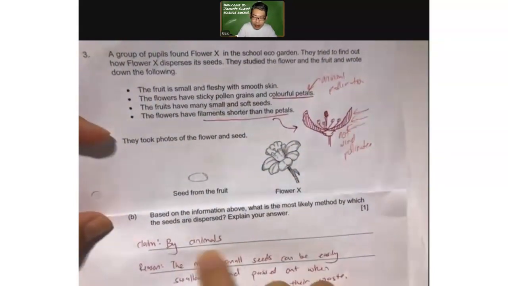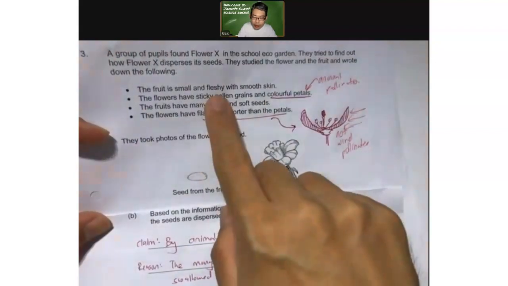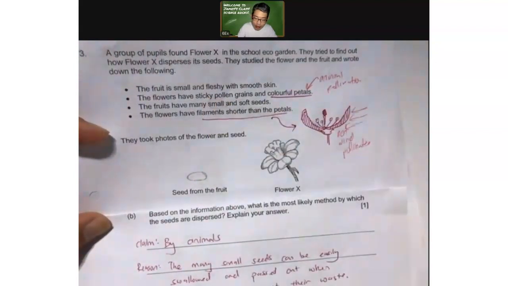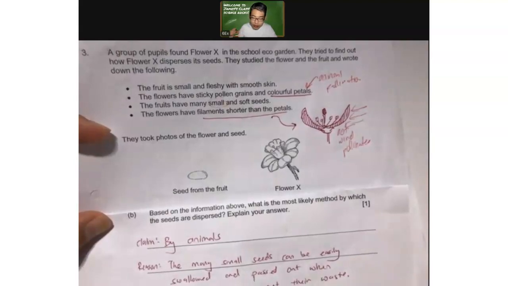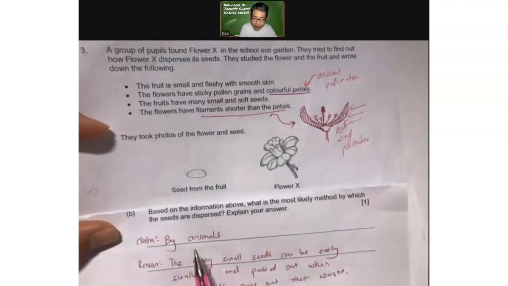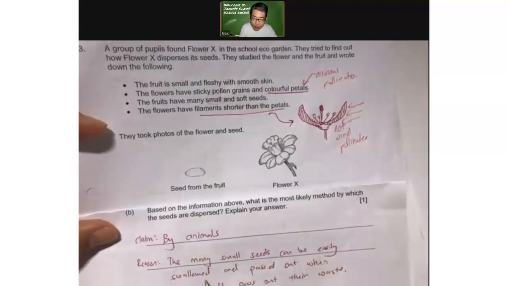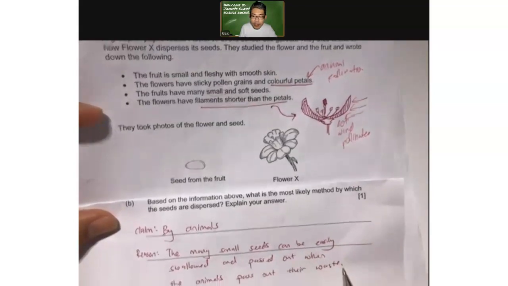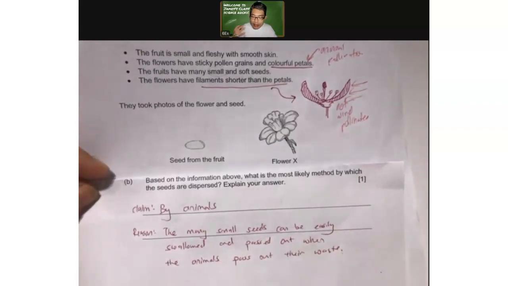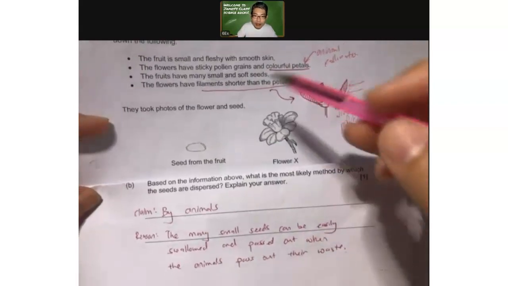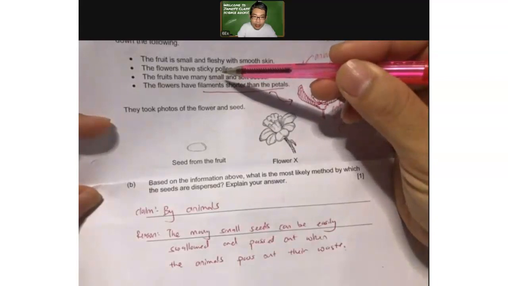It is by animals. Why? The fruit is also fleshy fruit. So I say it's by animals. Why? The small seeds can be easily swallowed and passed out when animals pass out their waste. That's one answer. Another answer will be using this part about the fleshy fruit.